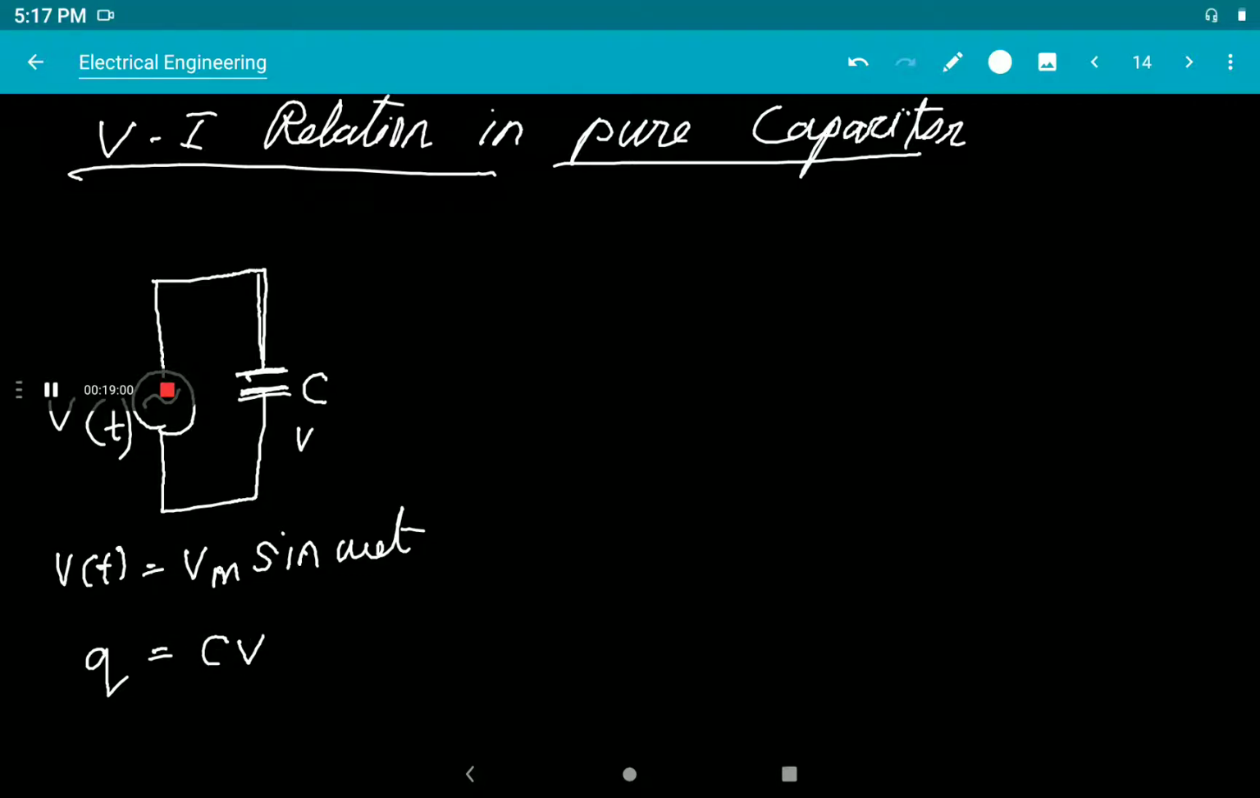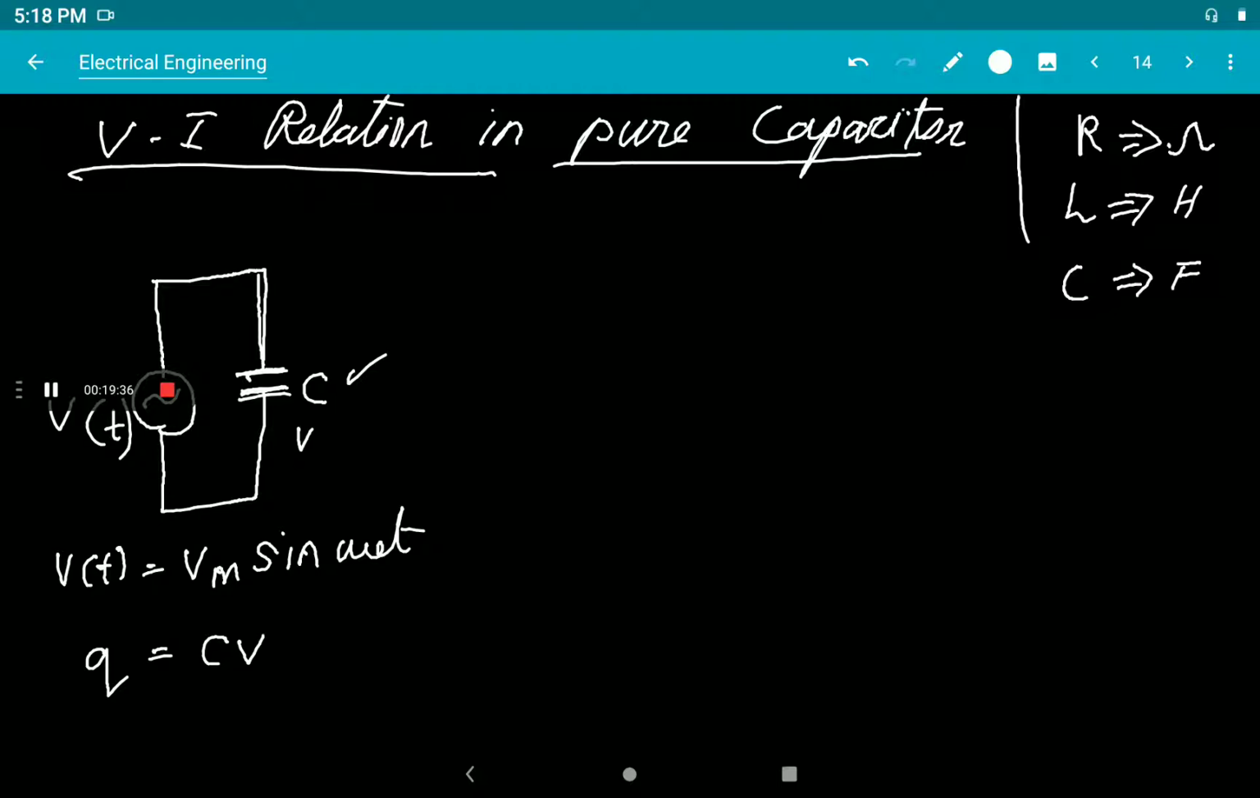We have learned the equation of charge for a capacitor: Q is equal to CV, where C is the capacitance. You should know the units of everything. For a resistor, resistance has the unit ohm, and for an inductor, inductance has the unit Henry, represented by H. And for a capacitor, the property is capacitance, whose unit is farad. So Q is equal to CV, where C is the capacitance.